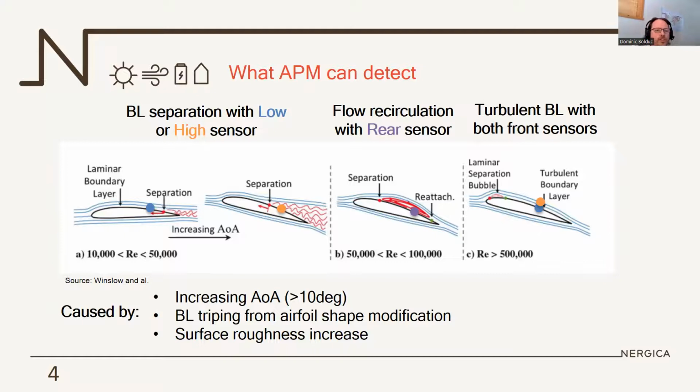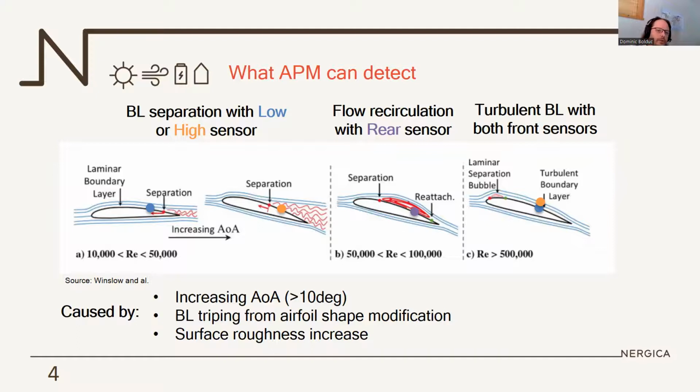Actually, the APM can detect, for very low Reynolds numbers, if the flow is close to separation on the extrados, on the suction side of the airfoil. It can also detect, for higher Reynolds numbers, if the flow will recirculate, if there will be a bubble or something detaching at a point. This is measured by the rear sensor of the APM. And we can also measure if the boundary layer is more turbulent at a certain point.